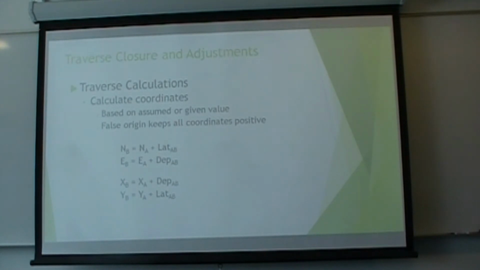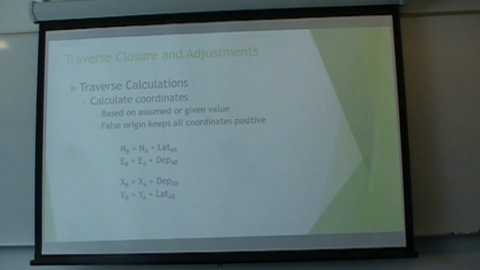Okay. And then traverse calculations: you have a given value typically that you're starting with, and you're just going to work it around the line. So if we started at A, we would go from A to B. Notice at A we're using the latitude A to B to solve for B. Then when we get to B, we're going to use the latitude B to C to get the next point, and you just go on and on. When you get done, if you come back to A, you should end up with the coordinate you started with, and the departures work the same way.